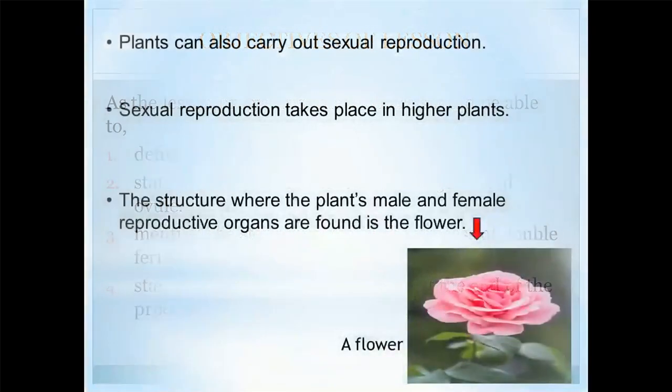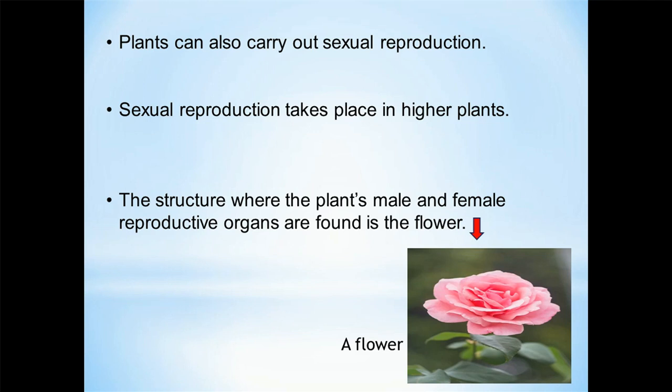Now take note that plants can also carry out sexual reproduction. Sexual reproduction takes place in higher plants or in flowering plants. The structure where the plant's male and female reproductive organs are found is called the flower. So the flower is defined as the reproductive structure or organ of a flowering plant.